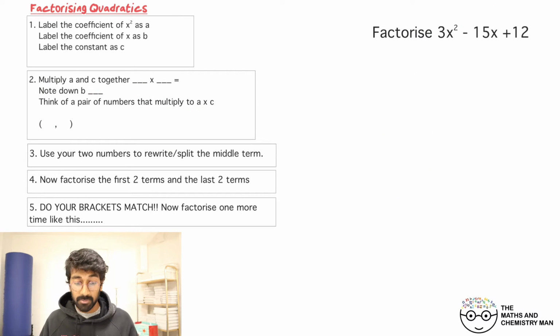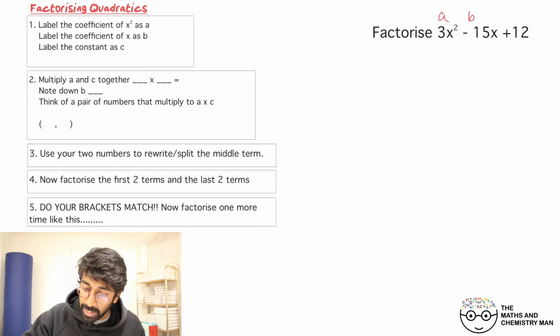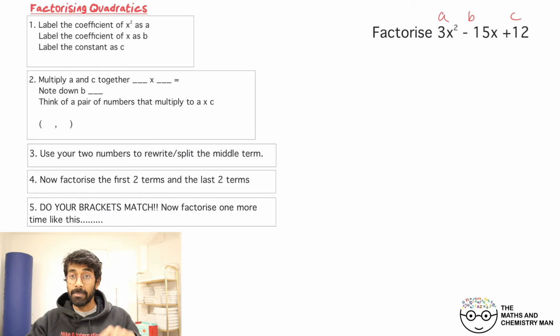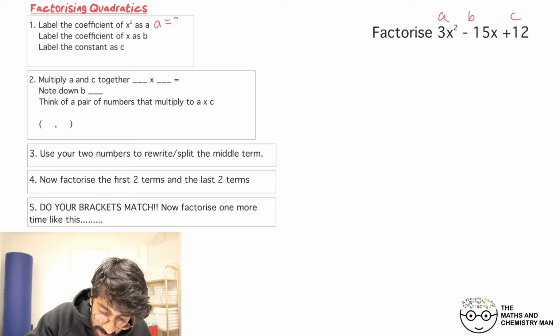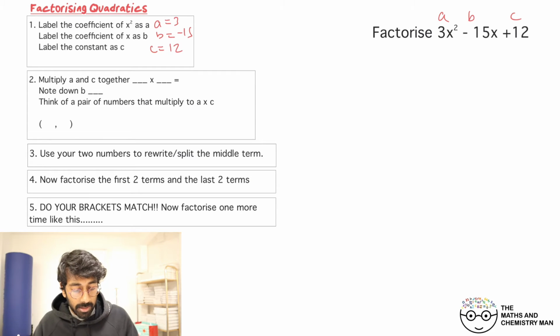So on to the next one. We'll start by doing exactly the same thing. Let's pop labels on: a, b, and c. Remember, a is the number in front of the x squared, b the number in front of the x, c the constant on the end. So a is equal to 3 in this question, b is equal to minus 15, and c is equal to 12.